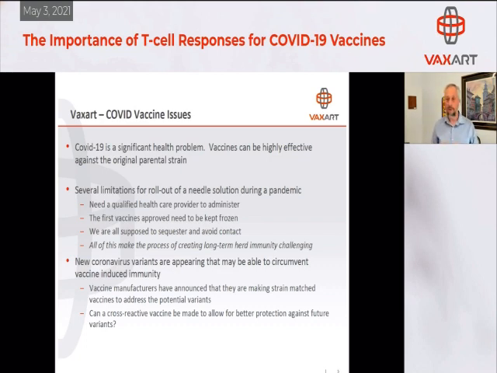So I would argue that as vaccine manufacturers improve their capabilities, the rate limiting step is really not the time it takes to manufacture, but the time to administer the vaccine, because it just takes a long time to inject hundreds of millions and billions of people. And obviously, in the middle of a pandemic, there are severe limitations for the rollout of a needle solution. I won't go into the details, but it's just difficult. And that's what we know.